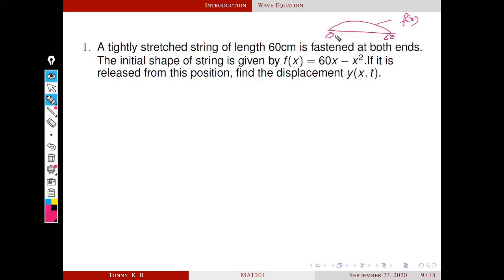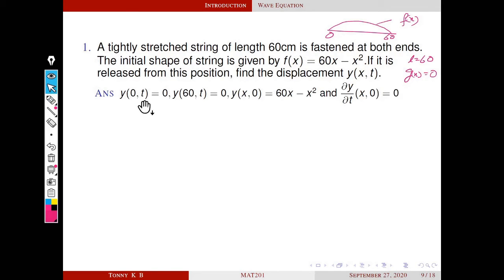So the given conditions are the length is 60, so fixed at both ends, so at 0 and 60. So here our L is 60, right? And initial shape of the string is given, so f of x is given, that is 60x minus x square. And it is released from this position, just released. So what about the initial velocity? Yes, it is 0. That means g of x is equal to 0. These are the given conditions, y of 0, t equal to 0 and y of 60, t equal to 0. And initial shape is 60x minus x square and initial velocity is 0.